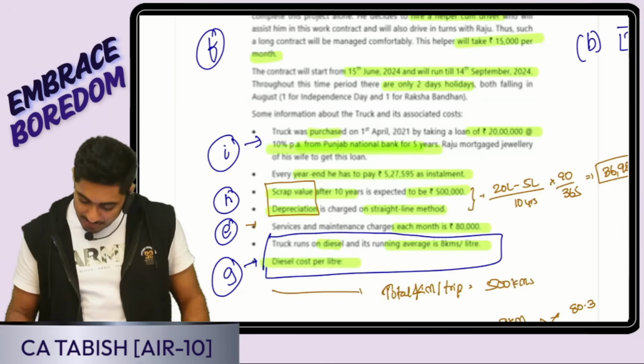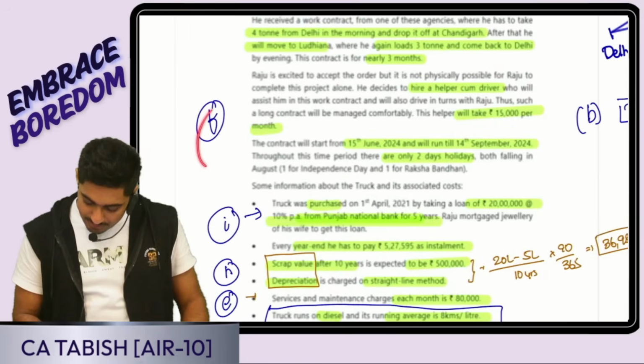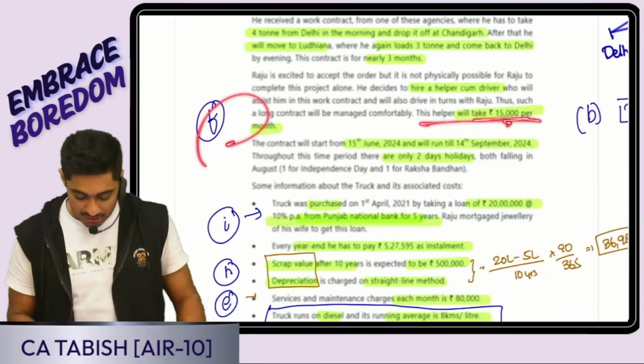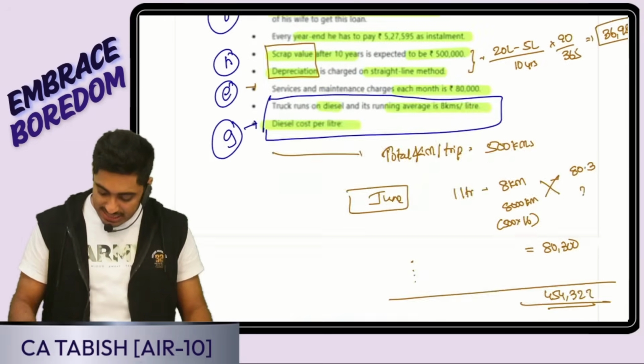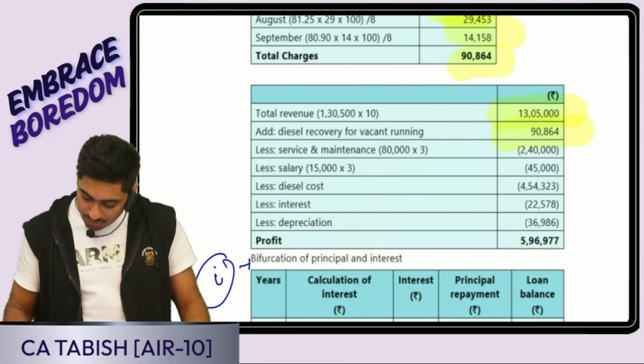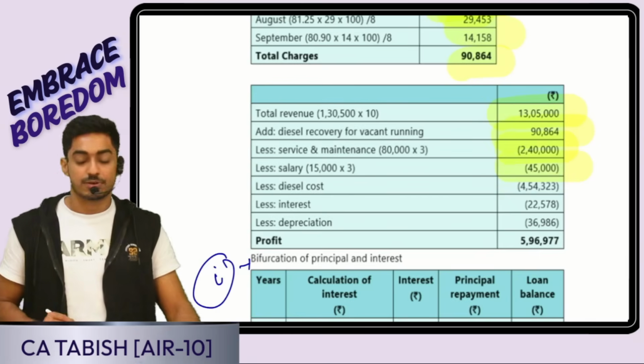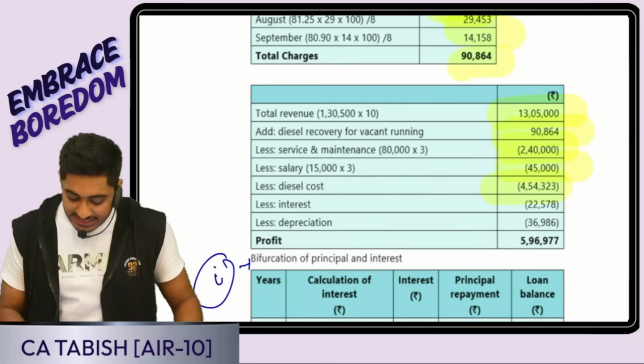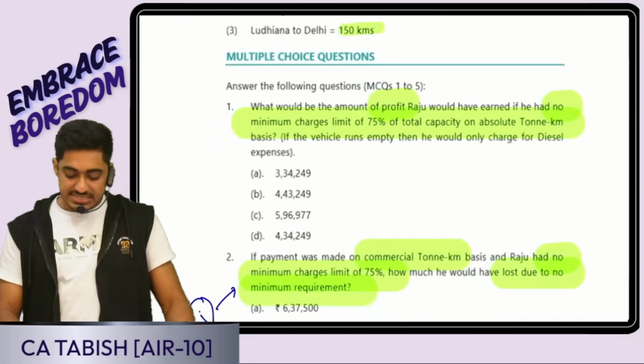Next I am having the helper, I am charging 15,000 per month. That means for 3 months I'll be charging. Yes or no, everyone? See this, 80,000 into 3, 2,40,000; 15,000 into 3, 45,000. Okay. Next comes my diesel cost. Diesel cost again I'll be charging the same way.